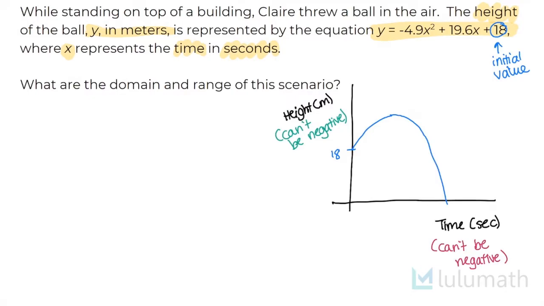But we also know the ball is going to reach a maximum height. And it's not going to go any higher than that. So that's going to give us our top value for our range, as high as our y values are going to go. And we also know that the ball is going to hit the ground eventually. So we don't model the path of the ball past when the ball hits the ground. So this is going to be our maximum time, or our maximum x value. So now we just have to figure out what these values are.